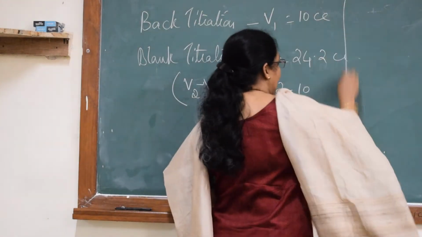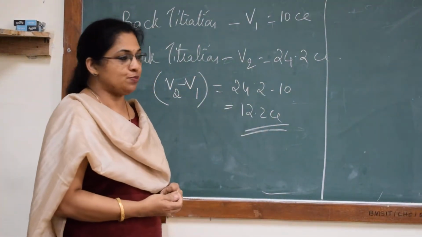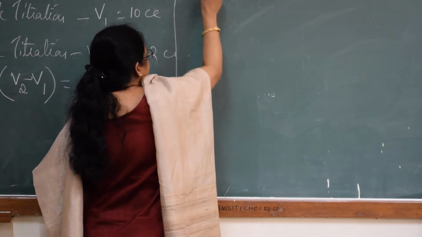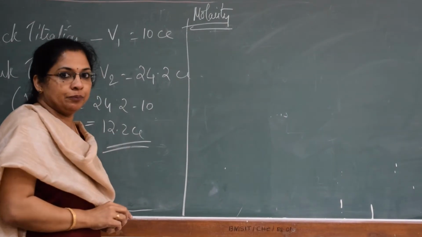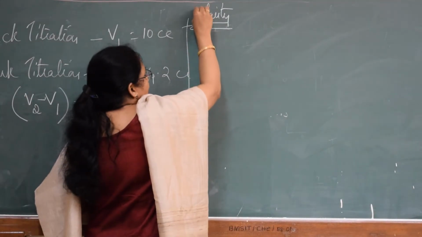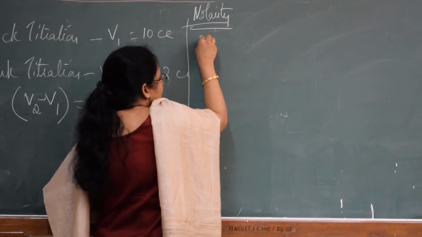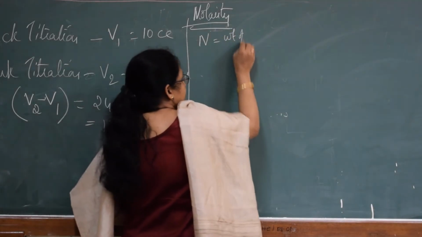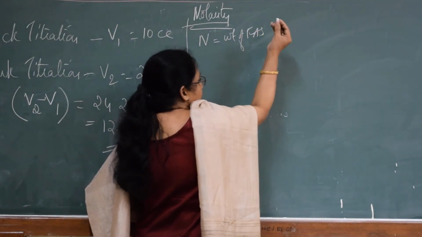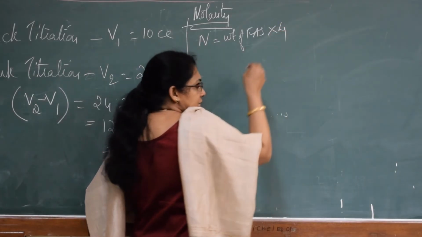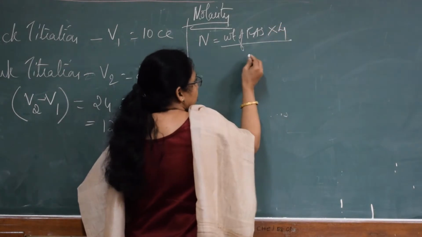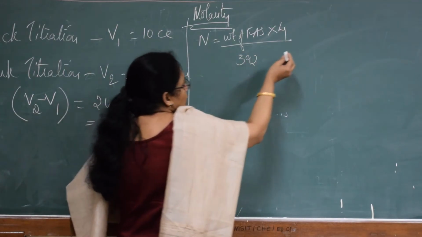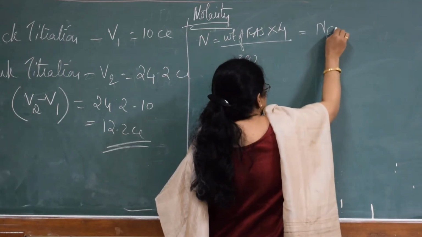Once we know this V equivalence, now we will go for our calculation part. First is the normality calculation of FAS. So normality of FAS is equal to weight of FAS, taken into 4 because we prepared a 50 cc solution, divided by the equivalent weight of FAS, which is 392. So you will get the normality of FAS here.